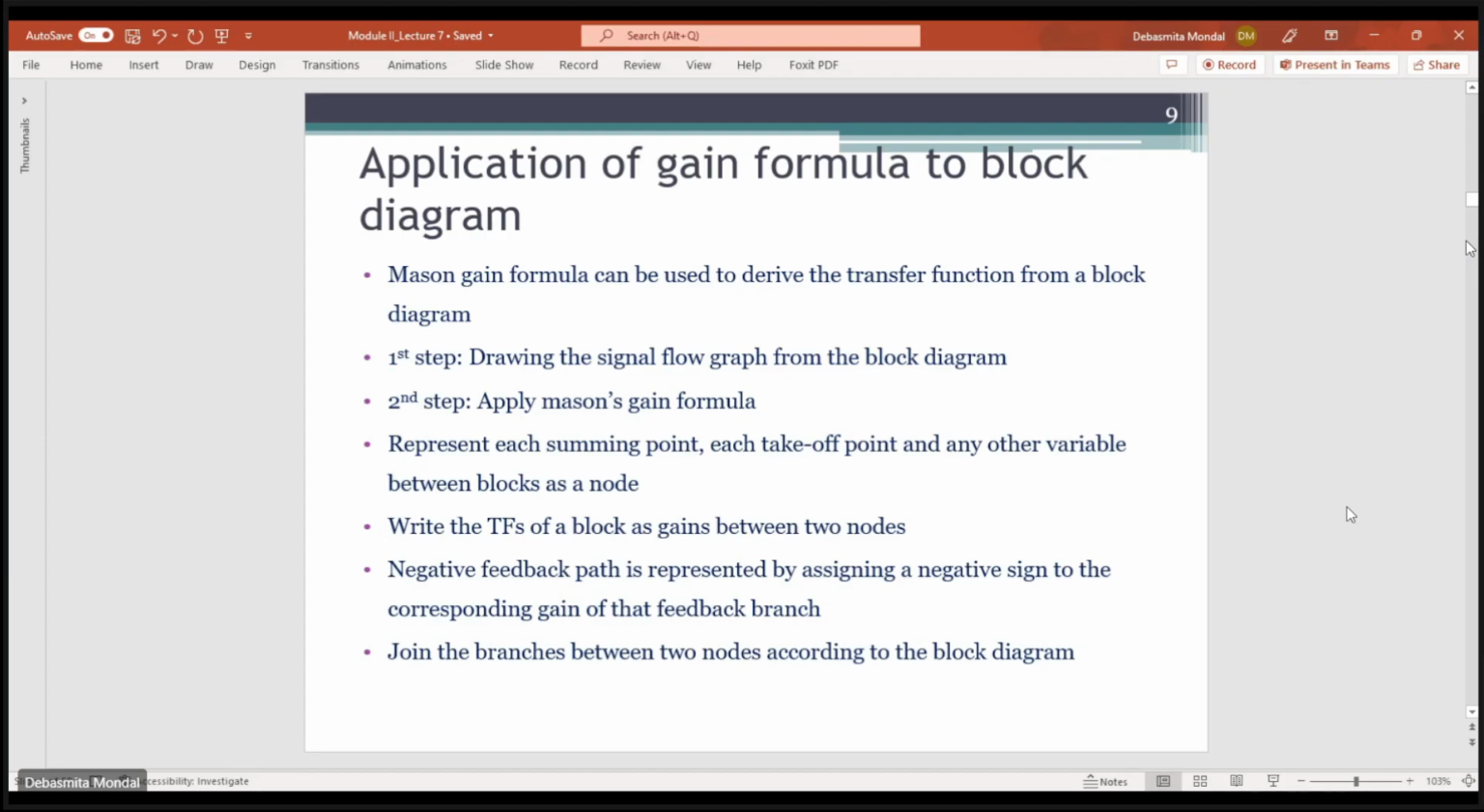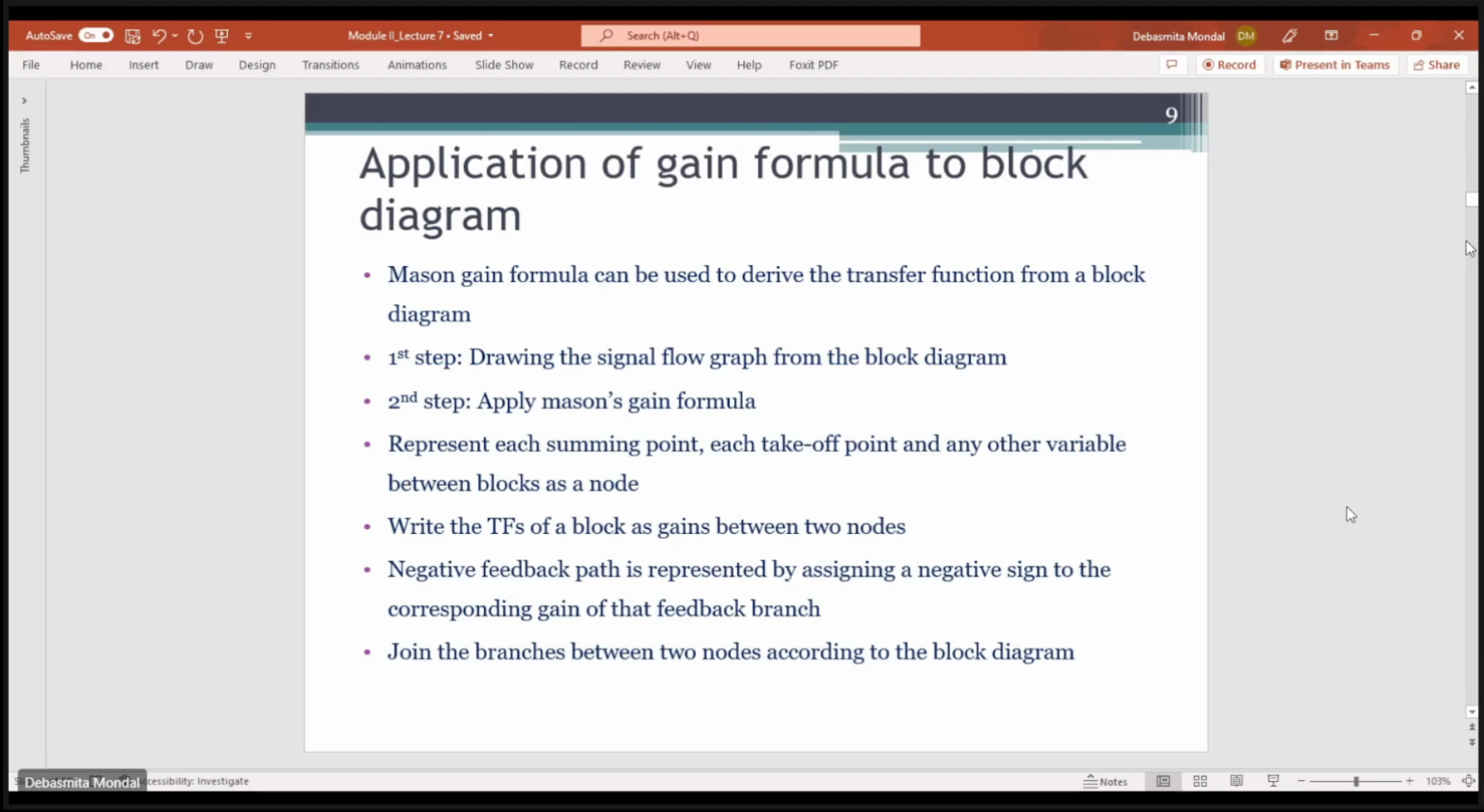So what are the steps for doing that? First of all, you have to draw the signal flow graph from the block diagram, and once you have drawn it, you can apply Mason's gain formula. Now, if you are given a block diagram, how do you draw the signal flow graph from it? There are a few steps. First, in a block diagram, you represent each summing point, each takeoff point, and any variable between two blocks as a node.